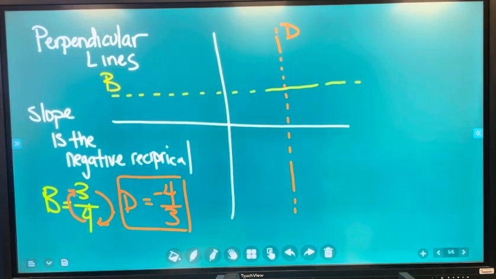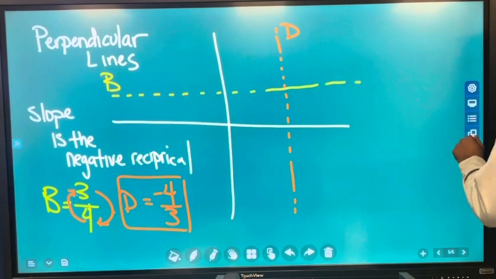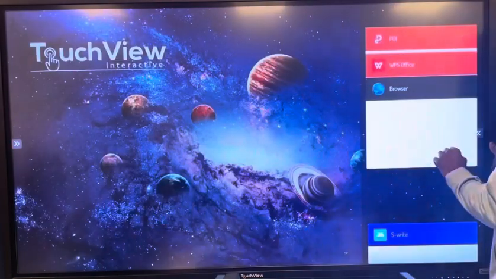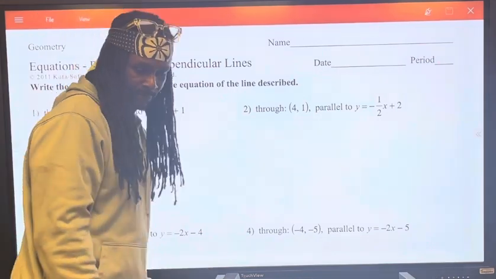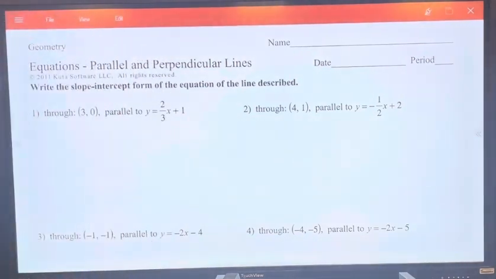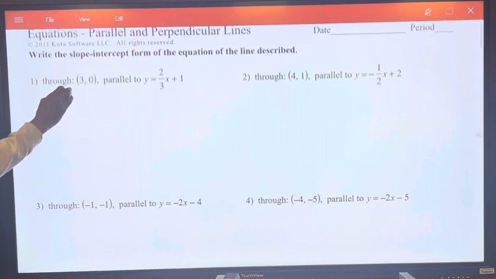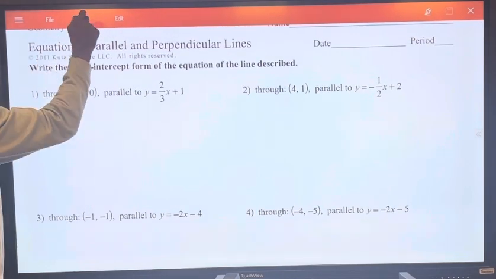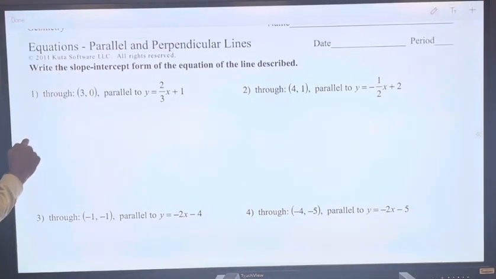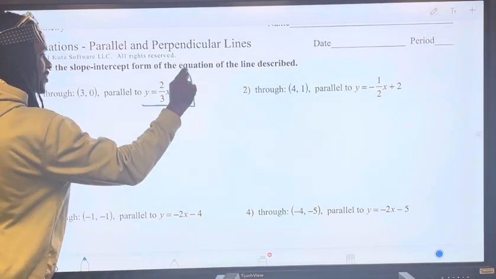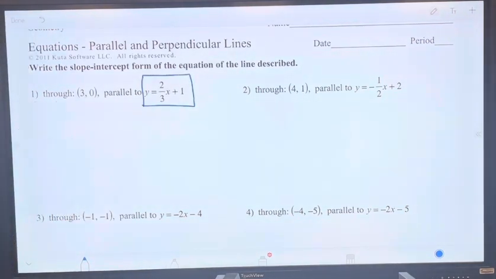Now, let's go to this sheet. Let's try a few. You're about to see what I mean. On your paper, it should look like this. Here we go. Let's do this together. Now, you can see what form number 1 is in.